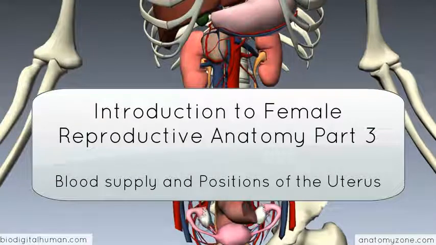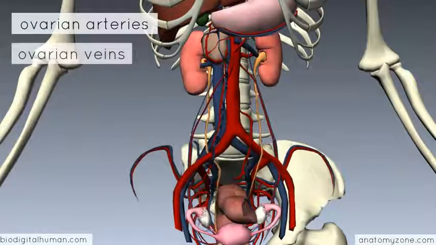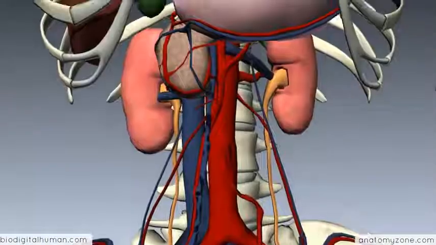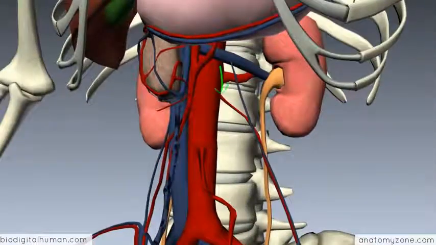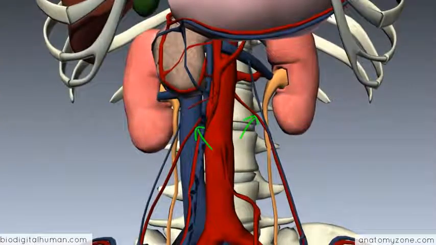So in terms of the blood supply to the ovaries, the arterial supply is via the ovarian arteries and the venous drainage is via the ovarian veins. The ovarian arteries arise just below the level of the renal arteries on the abdominal aorta on either side. Remember, the renal arteries lie at vertebral level L1, so the ovarian arteries arise just below the renal arteries.